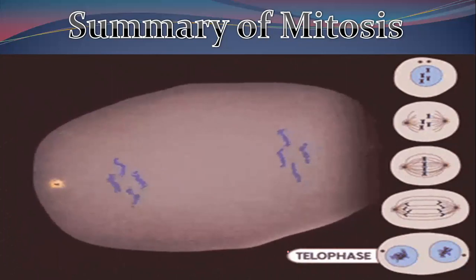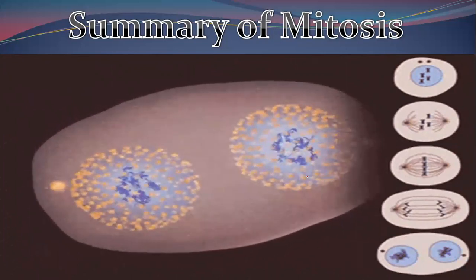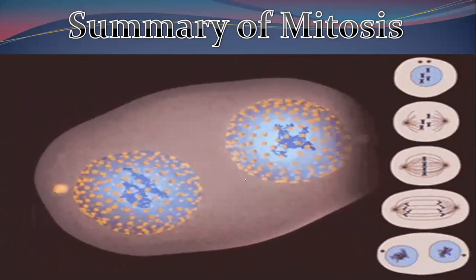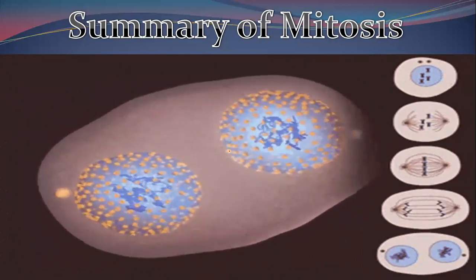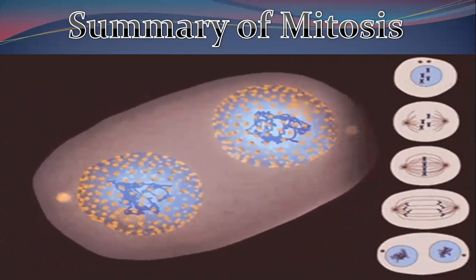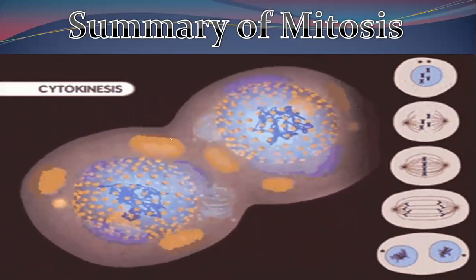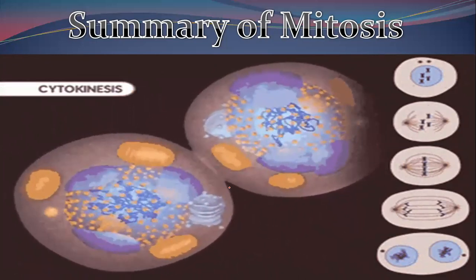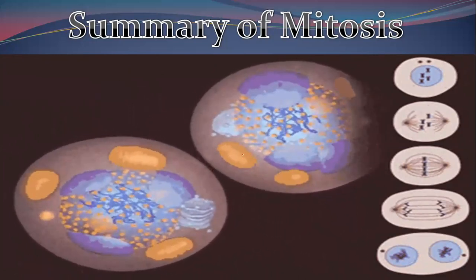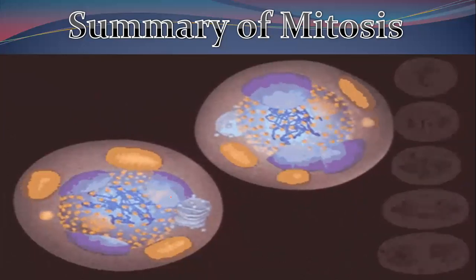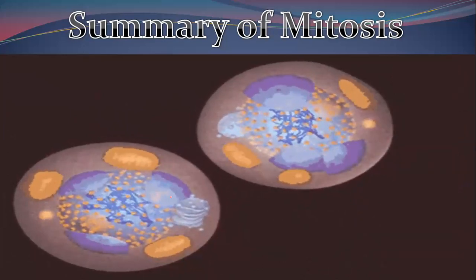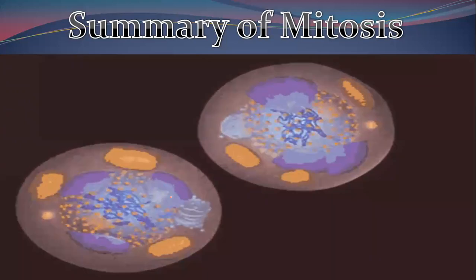fibers. And now in the telophase, the nuclear membrane and nucleolus reappear, and two nuclei are formed. Now what happened? Cytokinesis is done. By the cleavage furrow, two cells have been formed as a result.